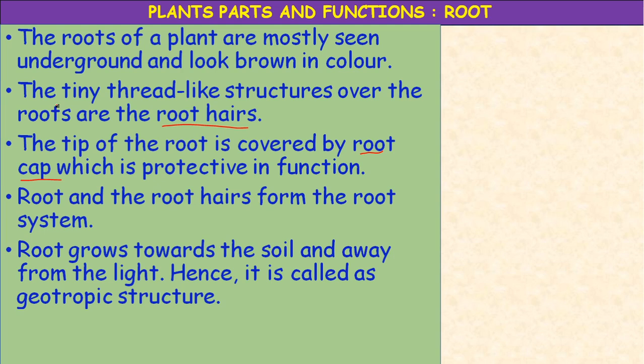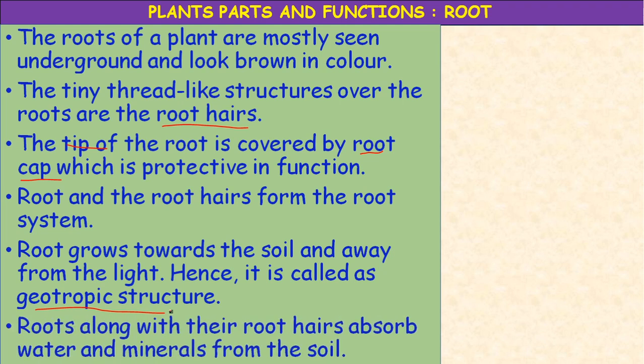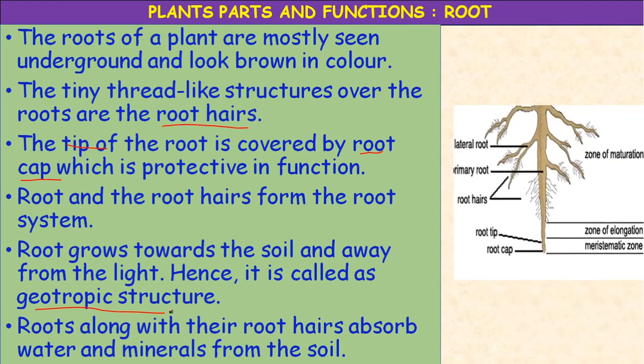So root grows towards the soil and away from the light. Hence it is called a geotropic structure. Okay, the part of the plant which grows into the soil away from the sunlight is called a geotropic structure. Root is a geotropic structure. Roots along with their root hairs absorb water and minerals from the soil. It is one of the primary functions of the roots. What is the main function of the root? It absorbs the water and minerals from the soil.